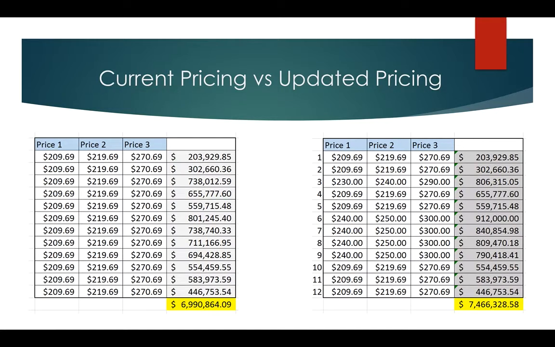So on the left you can see the initial model where the current prices remain the same all year, and our expected revenue is almost $7 million. Using Solver, we can look at a range of prices that go a little bit higher, and you can see that expected revenue is significantly higher, almost an extra $500,000. So making this simple change could make a big difference.